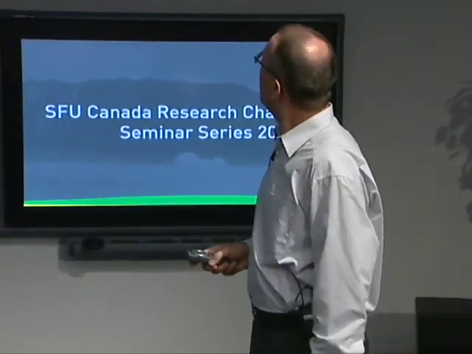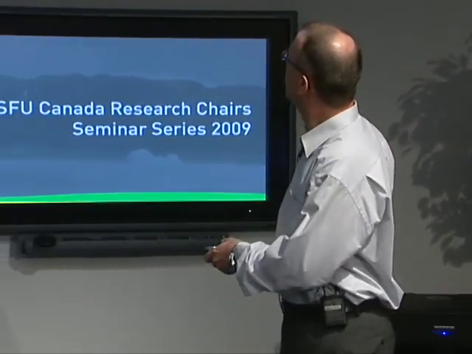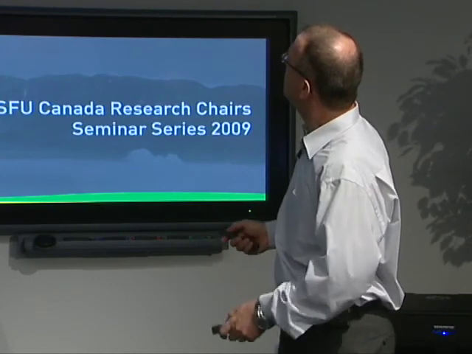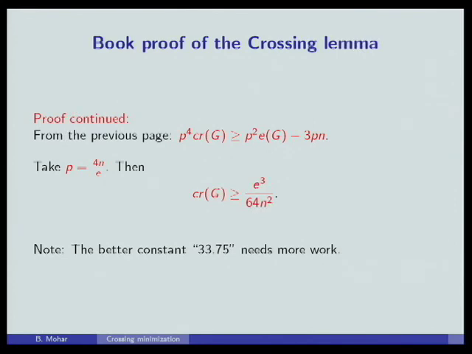But you can see one thing here, that this probability is 4n over e. So if the number of edges would be less than 4n, this would be bigger than 1. So there was this assumption at the beginning of the crossing lemma that the number of edges is large enough. And that's the only interpretation I could give.